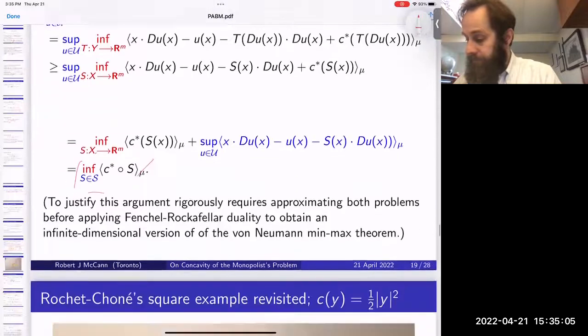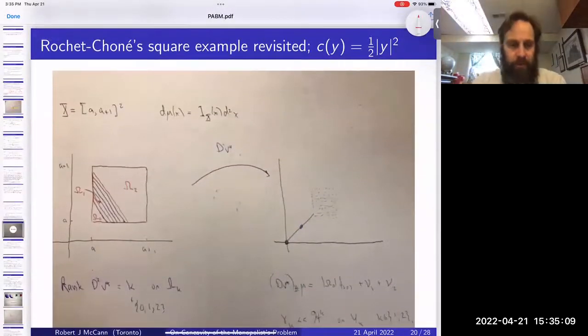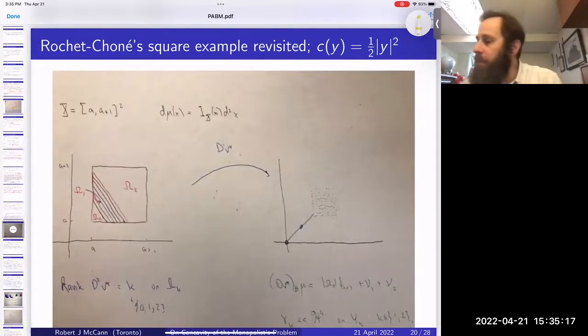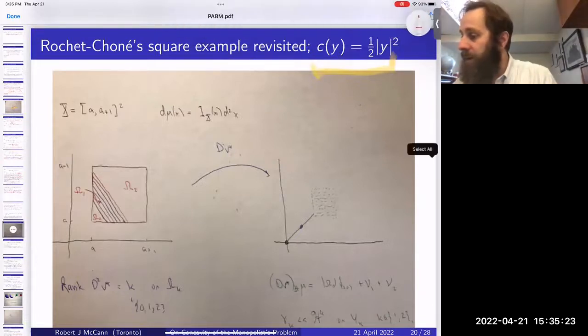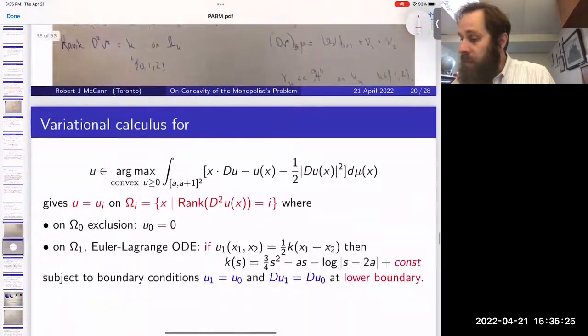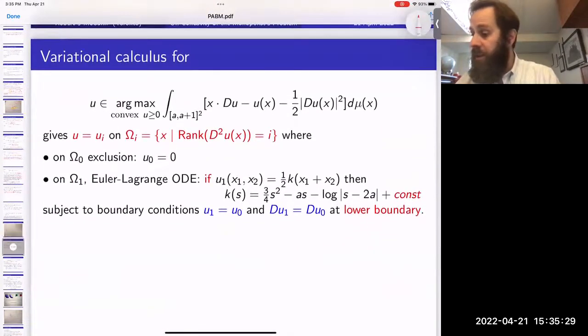All right. And so now let me return to the square example of Rochet and Choné that I described at the outset, and the bunching that they found. That was for the special choice of costs, C equals 1/2 y squared. Basically, if you apply calculus of variations to the objective functional, you're trying to maximize this over all non-negative convex U.